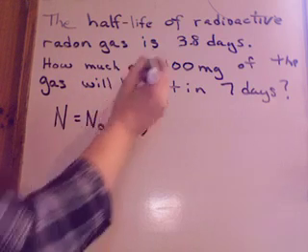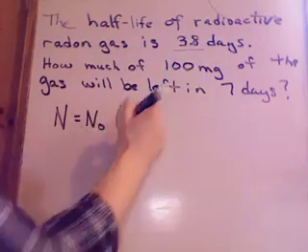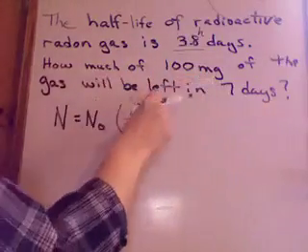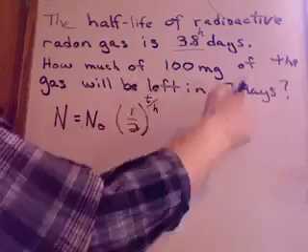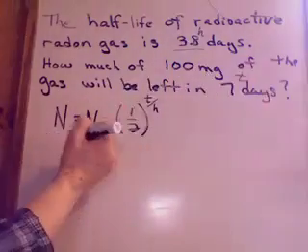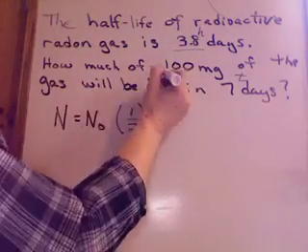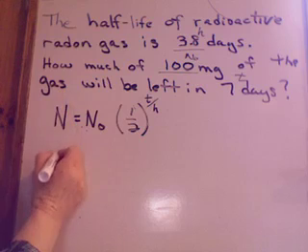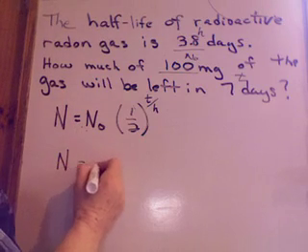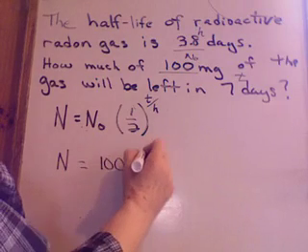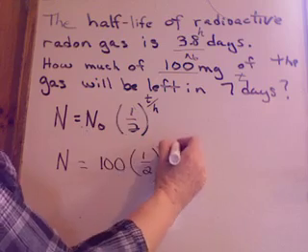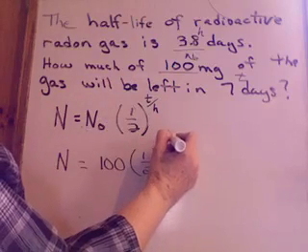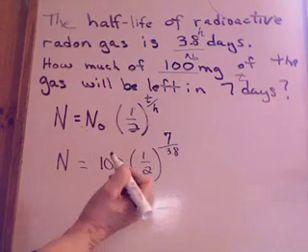So the half-life is 3.8 days, so that's going to be my H. How much of 100 milligrams of gas will be left in 7 days? So the time is 7 days, right? And the amount of stuff I'm starting with, 100 milligrams, that's the n sub 0. So let's put this, we're trying to figure out how much is left, so we don't know the n, but we know that we're starting with 100 milligrams. We're doing the half-life formula, and we know that the half-life is 3.8 days, and we know that we were talking 7 days, so in 7 days, how much stuff is going to be left?